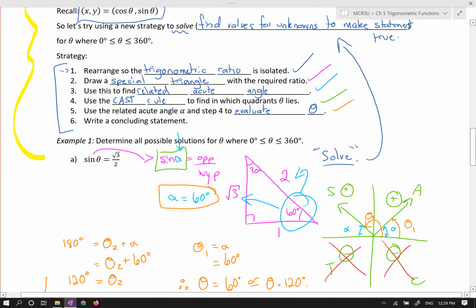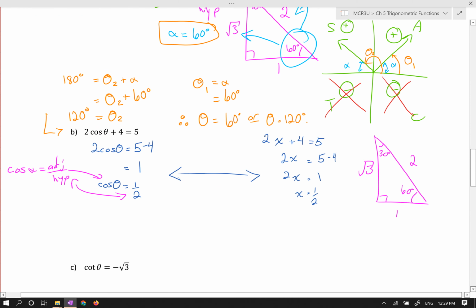Next, I need to find my related acute angle. Remember, this is the related acute angle we're finding in here, not theta from our special triangle. So I know I'm working with an adjacent side of 1, so I need the angle adjacent to 1. That's 60 degrees. My hypotenuse is 2. Good, it passes the check. We're going along the right path. So if this is the case, that tells me that my theta is equal to 60 degrees.